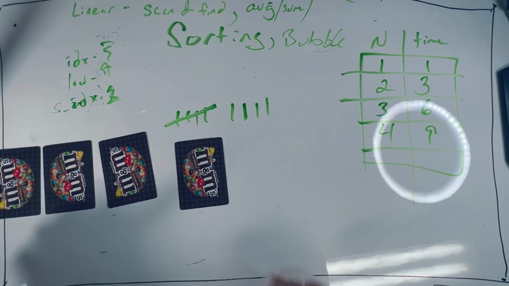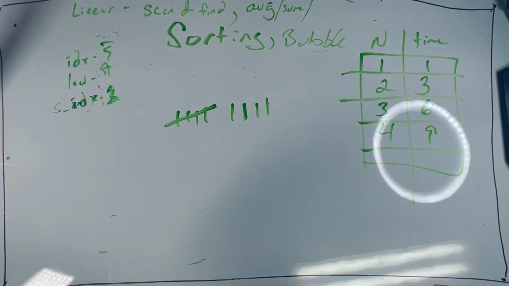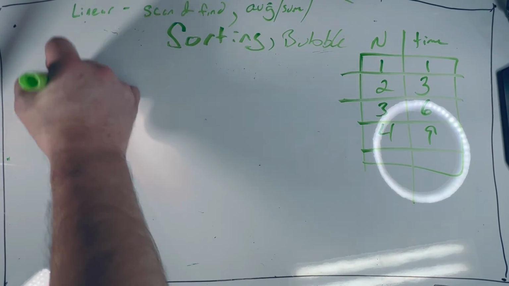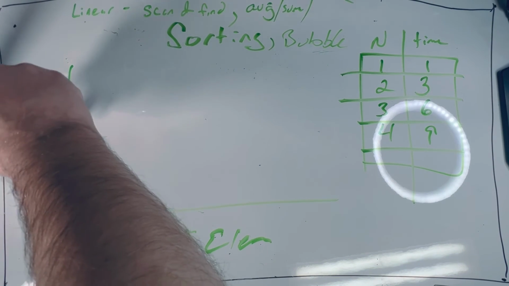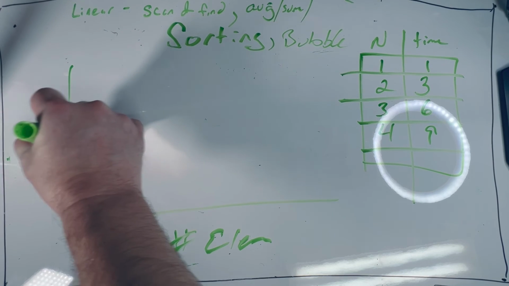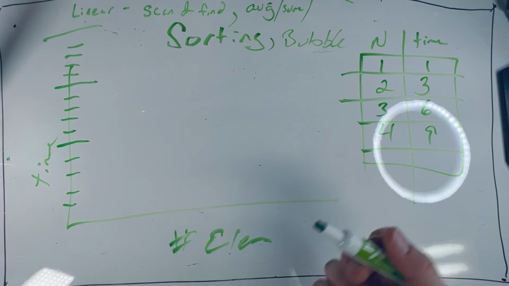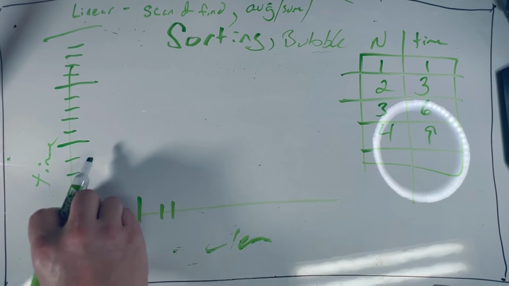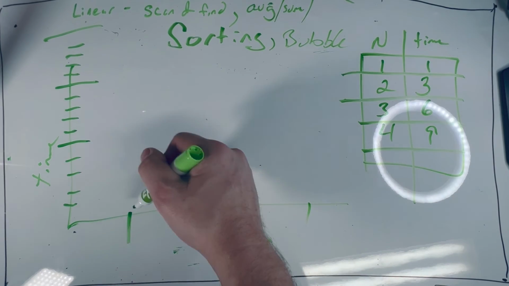Now let's chart this. Let's graph this a little bit. So number of elements, time, 1, 2, 3, 4, 5, and so on. I didn't get up to 15, but that's okay. I only did 4, so we'll spread that one out a little bit. 1, 2, 3, 4.